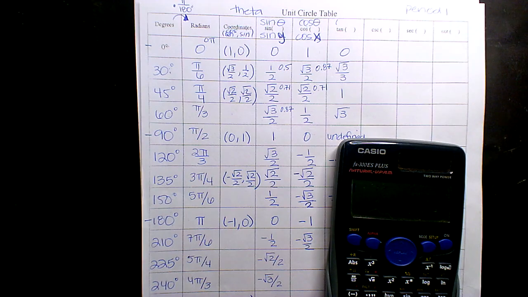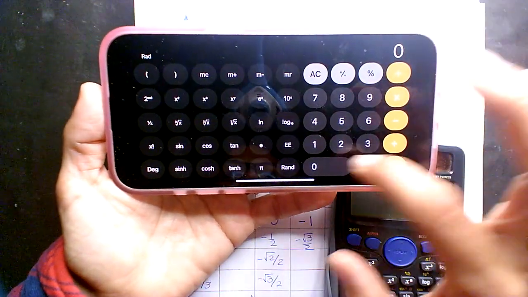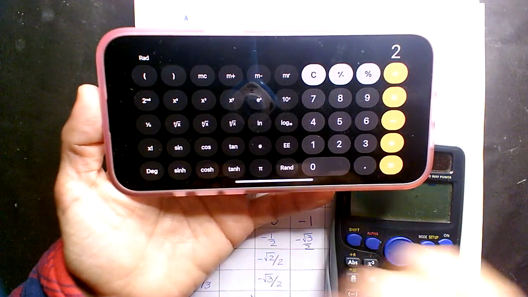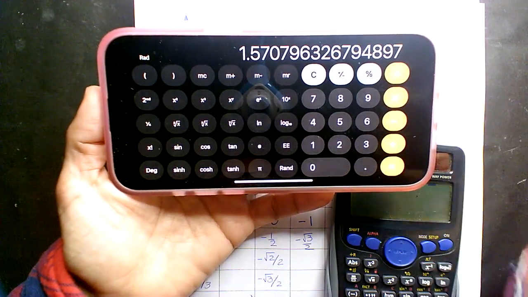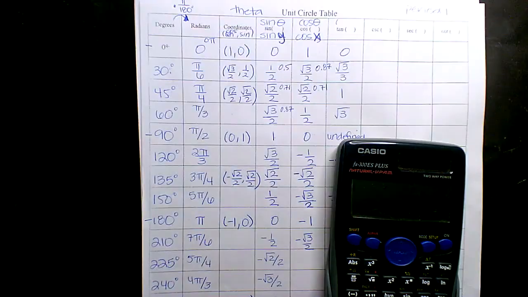Oh, I see what it's doing. Hold on, I didn't hit the equal. If you're going to use your phone, it's pi divided by 2. I hit sine right away. You have to hit equal, and then hit sine, and there's my 1. Okay, so even your cell phone has the degree and the radian mode. Okay, let's get this out of the way.